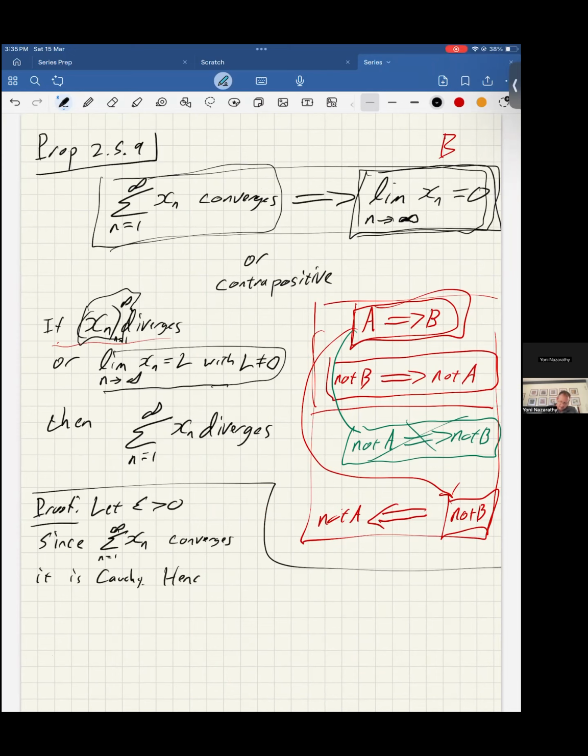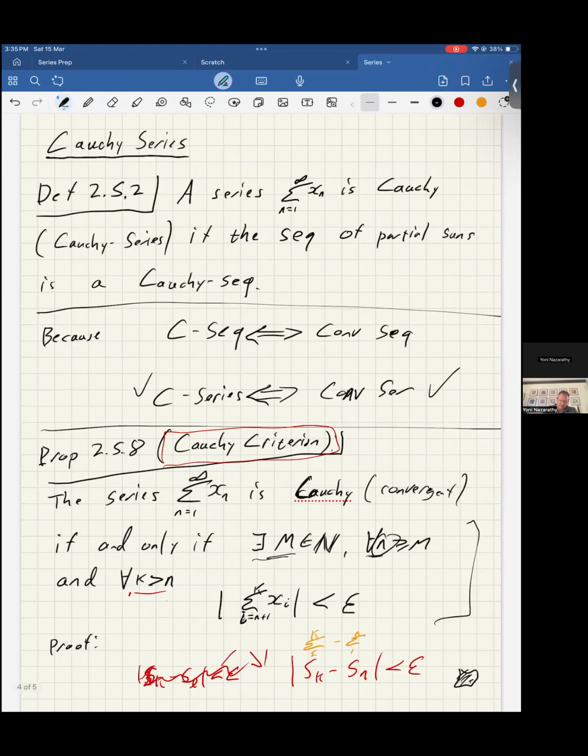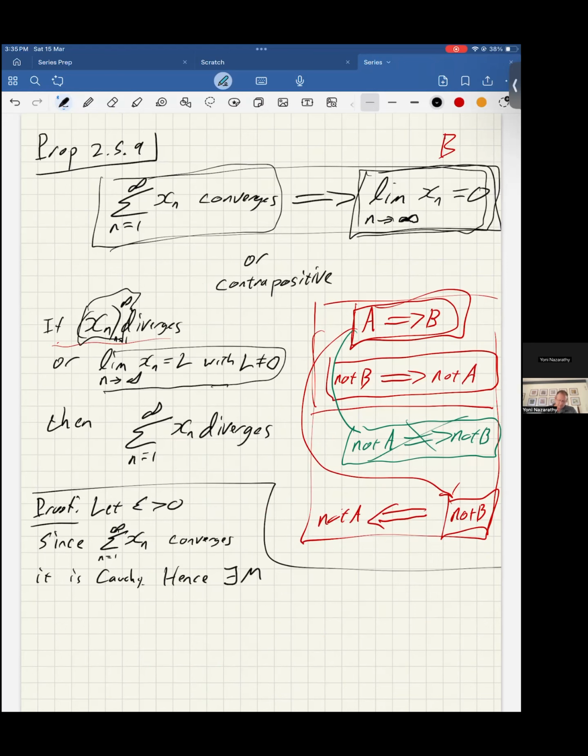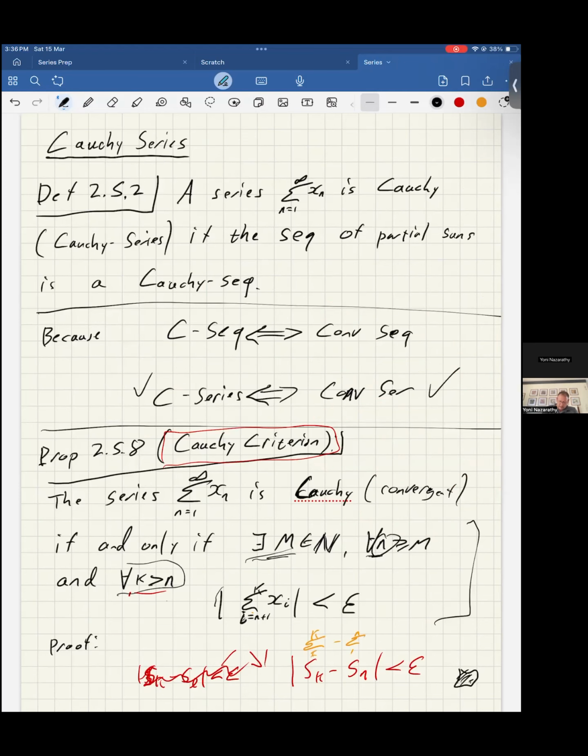Hence, there exists an M, right? Cauchy said that there existed an M. Hence, there exists an M such that for all n greater than that M, and for all k, we had that this tail of the series between n plus 1 and k, the sum of these things, would be less than epsilon in absolute value.